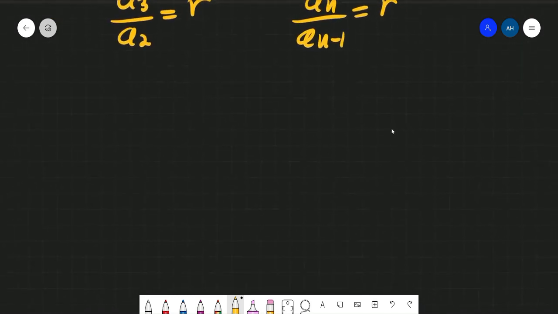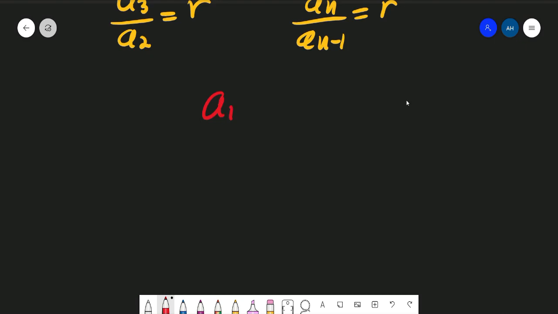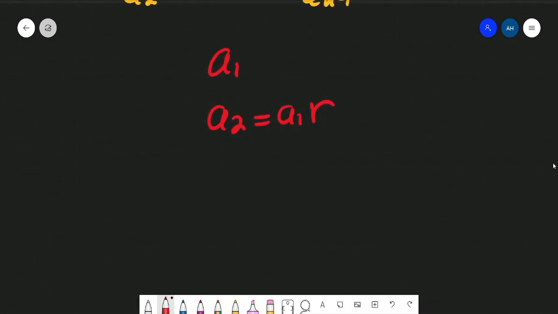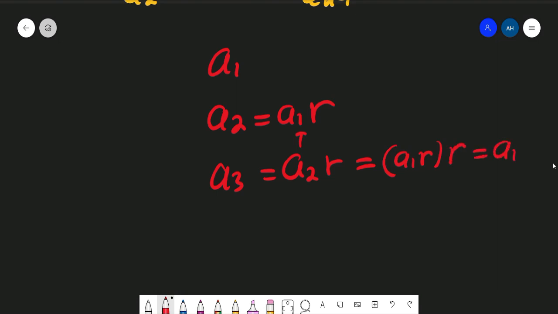All right, so now let's write down the first term, that is, we have A1. To find A2, we already mentioned that A2 must be A1 multiplied by R, right? Where A1 is the first term and R is the common ratio. To find A3, equal to the previous term, that is A2 multiplied by R. But A2 is equal to all this. Now we are going to substitute that, that is A1 R, we have to multiply by R. This is equal to A1 R square.